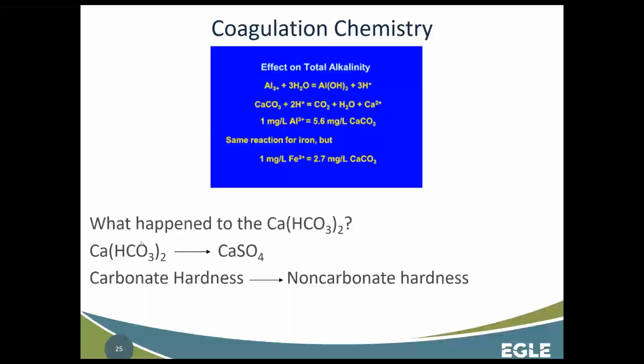Also, even though it's actually on the previous slide that highlights this a little better, you can see that your carbonate hardness is being transformed into non-carbonate hardness in this process as well.